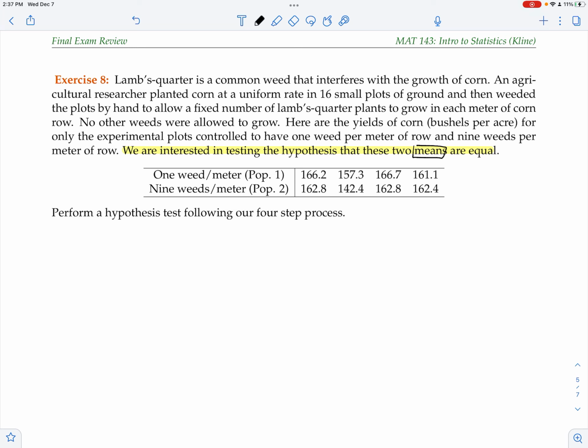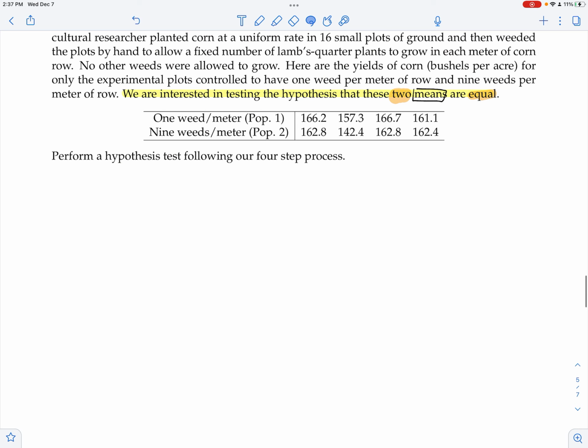It's talking about not just means, but it's actually talking about two means. So you know you need to use the two sample problem setup, and you're asking, are they equal or not? So those are kind of the three words that tip this off. Let's run through the process.